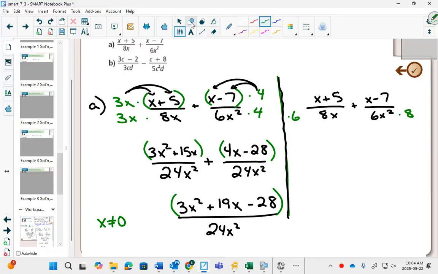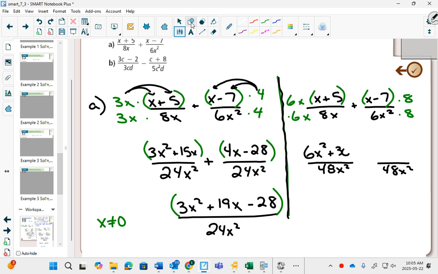And you might be like, ooh, it's worth thinking at the beginning to see the 24 rather than the 48. I'm going to multiply top and bottom by 6. Again, these are grouped together. It's going to be important. This one still needs an x and an x. And now I have a common denominator of 48x squared and 48x squared. And if I distribute this, I'm going to get 6x squared plus 30x. And if I distribute this, I'm going to get 8x minus 56. And again, this would still be grouped as one factor, one factor.